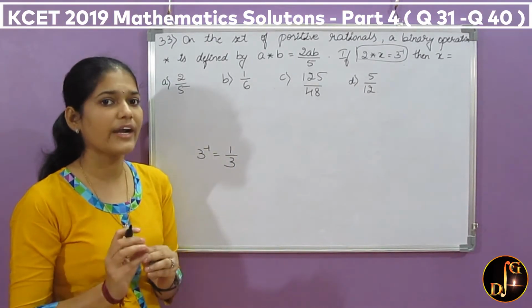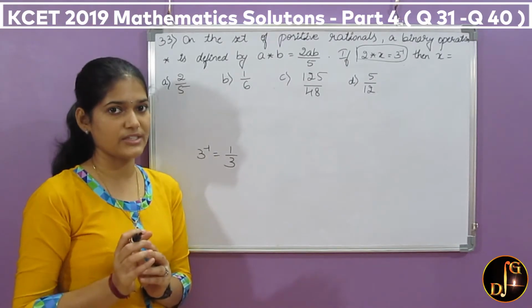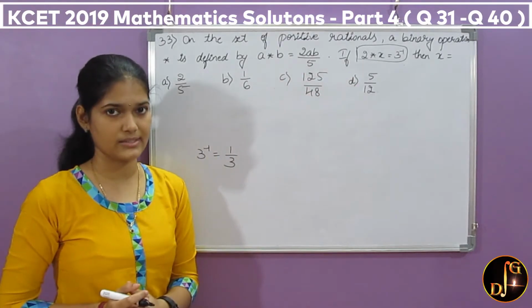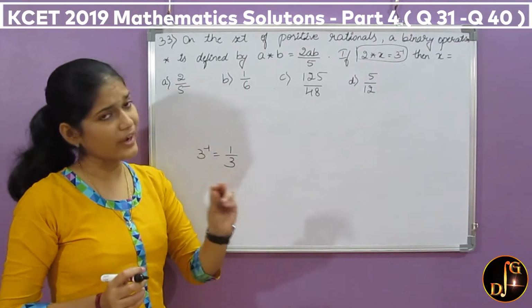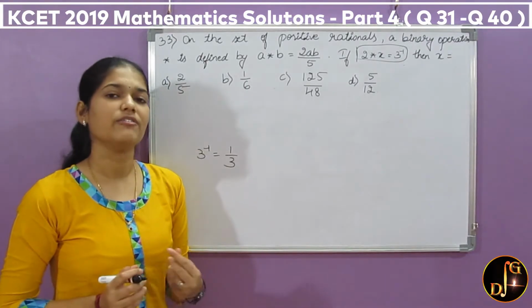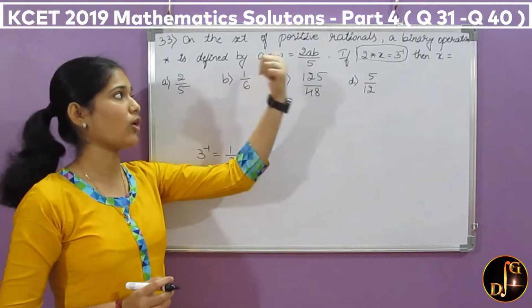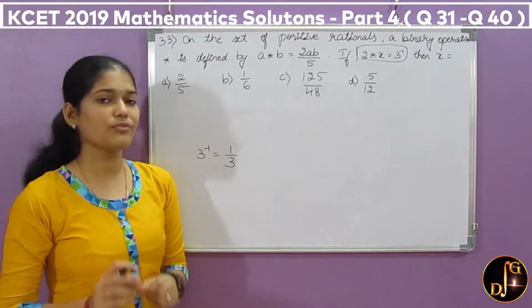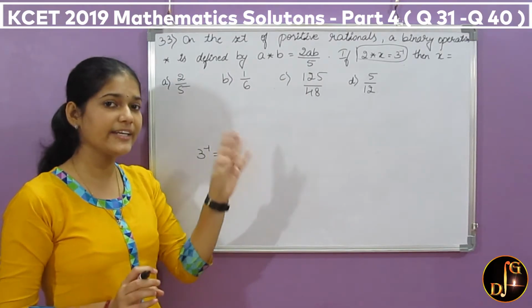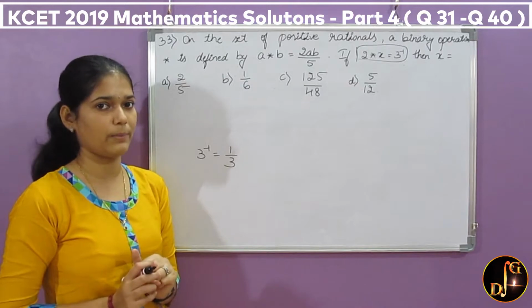We have to find what is the value of 3 inverse first. Then we have to find the value of x. Right? To find the value of 3 inverse, we should know the identity element of this operation. So first we will find the identity element of this binary operation.